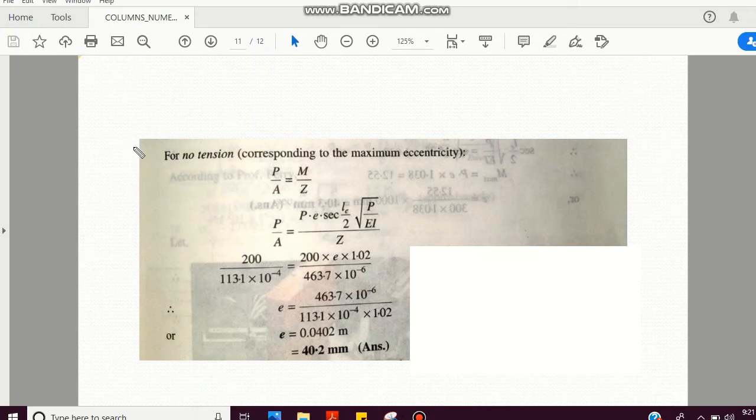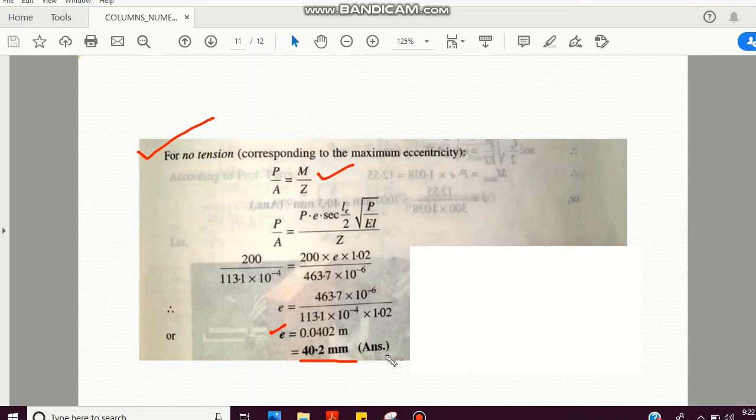Since there is no tension corresponding to the maximum eccentricity, the expression becomes P by A equals M by Z, where the tension is 0. So P by A equals M, the bending moment, which is P into e sec (Le by 2 root over P by EI), divided by Z. By substituting all these values, we get e, small e, becomes 40.2 millimeter.